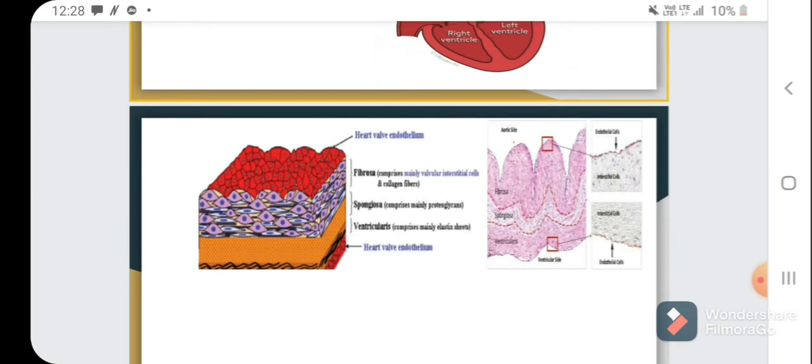Okay, so valve leaflets are composed of three distinct layers, as you can clearly see here. It is a trilamellar structure. The first layer here is the fibrosa, then the spongiosa, and then the ventricularis. And on both sides it is covered by endothelium. The fibrous layer is mostly composed of collagen. It has interstitial cells and collagen fibers.